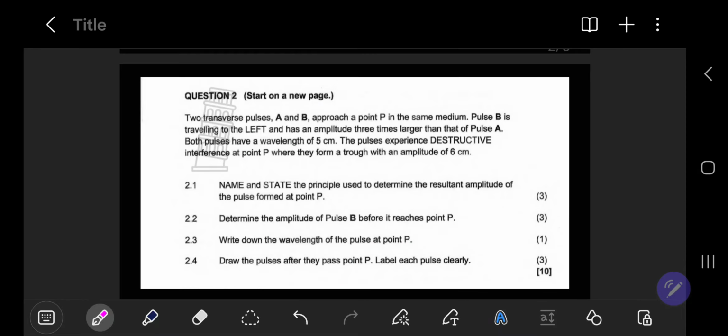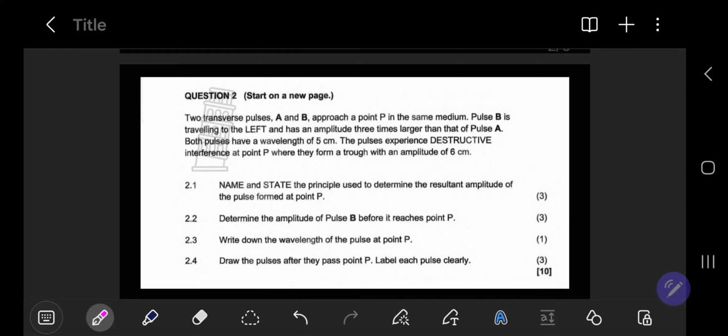Now we're on to question 2. It says two transverse pulses A and B approach a point P in the same medium. The pulse B is traveling to the left and has an amplitude 3 times larger than that of pulse A. Both pulses have a wavelength of 5 centimeters. The pulses experience destructive interference at point P, where they form a trough with an amplitude of 6 centimeters. So quite a bit of information given here. We are working with 2 different transverse pulses, and we know that when they meet in the center and superposition occurs, they are causing a destructive interference.